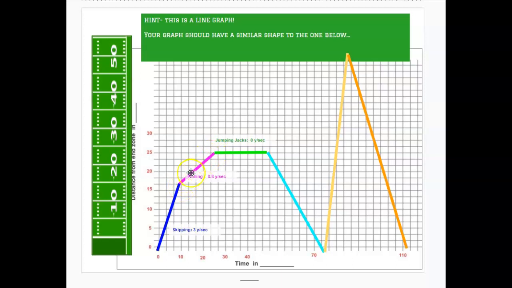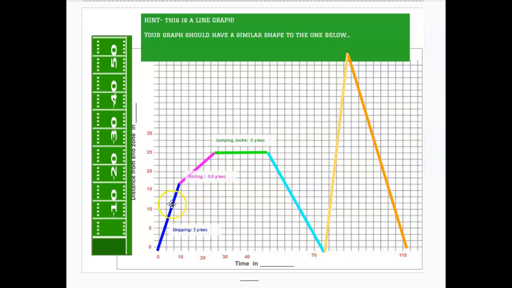You can see here that this angle is not as steep as this angle. So this one's going almost straight up and down, okay? Not quite as straight up and down as this one, so that's our fastest one. But it definitely is going more straight up and down than this line. So this is a faster speed, 3 yards per second, than rolling, which was only 0.8 yards per second.